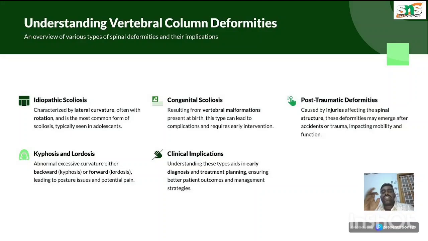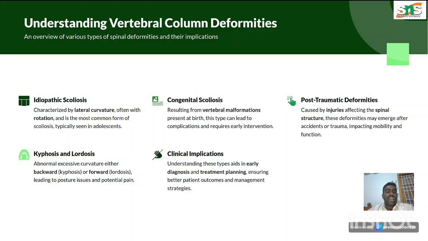So, what is the congenital deformity? Congenital deformity means the child has it by birth. It is a malformation of the vertebra present in the child from birth. This type can lead to complications requiring early interventions, maybe surgeries, etc.